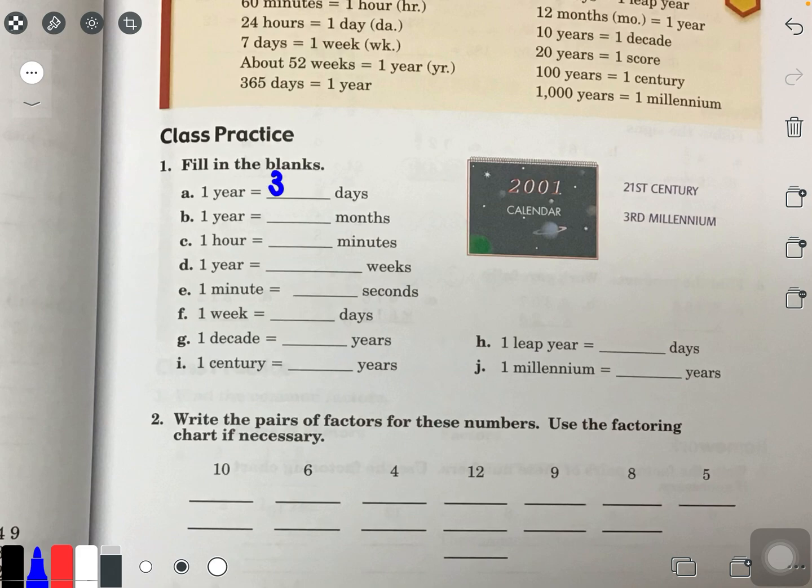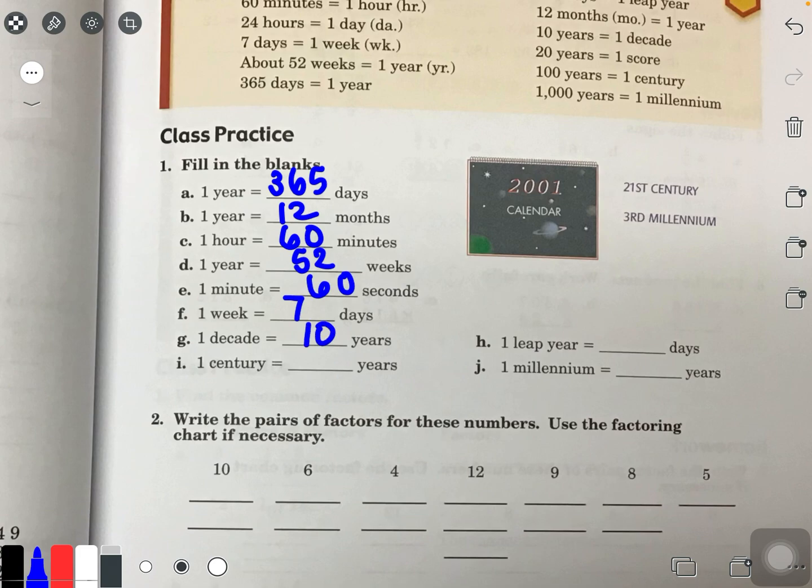1 year equals 365 days. 1 year equals 12 months. 1 hour equals 60 minutes. 1 year equals 52 weeks. If you put about 52, that's fine. And if I'm going too fast, you can pause the video. 1 minute equals 60 seconds. 1 week equals 7 days. 1 decade equals 10 years.